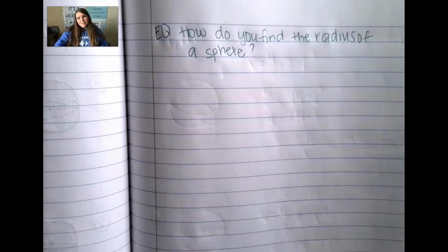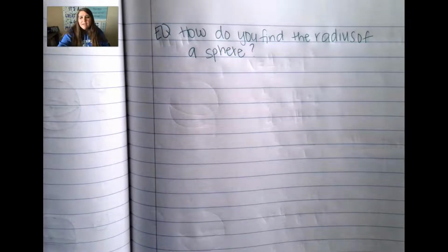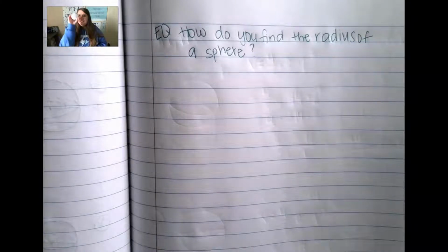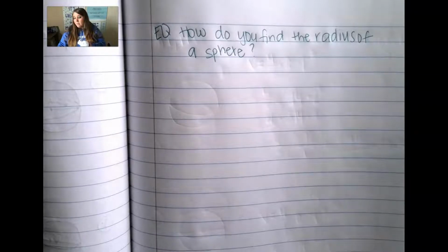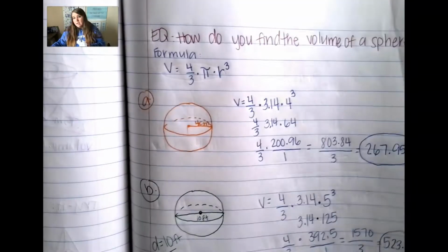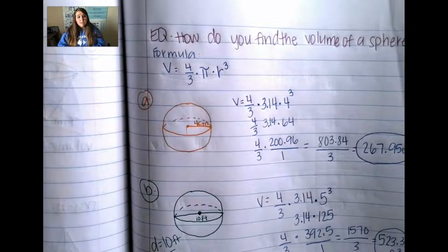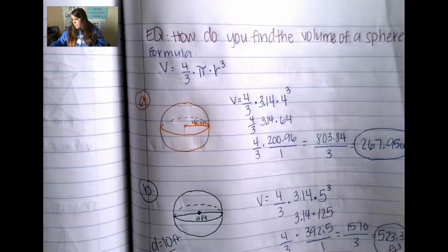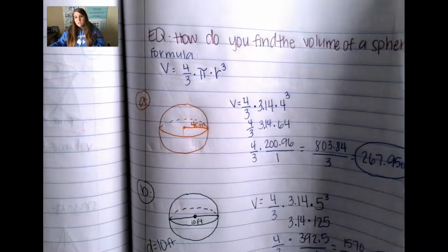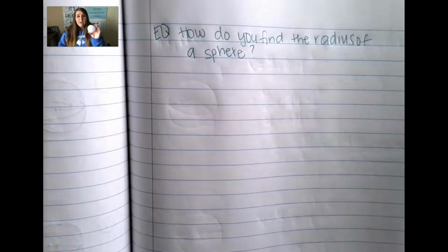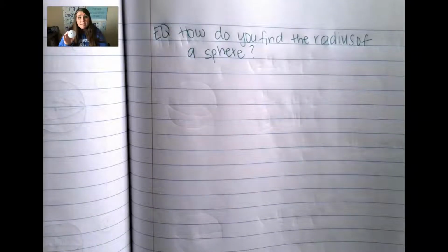Everyone. Today we will be looking at how do we find the radius of a sphere. So in our last lesson we discussed finding the volume of a sphere, and we were using the formula 4/3 times pi times r cubed. And the reason why we were looking at r cubed is because remember that a sphere does not have a length, it does not have a width, and it does not have a height. So because it doesn't have those three dimensions, it does have a radius.